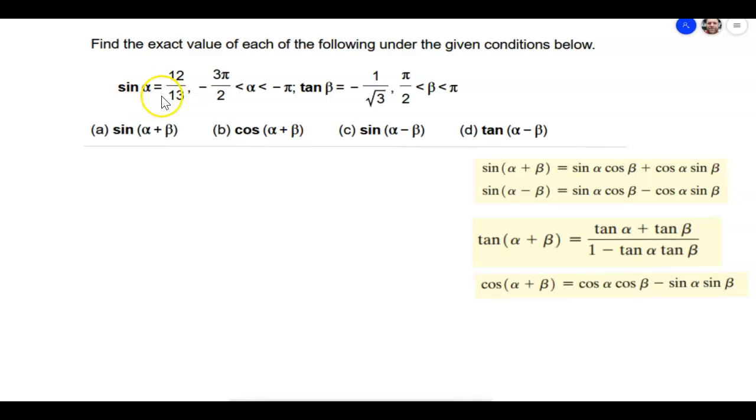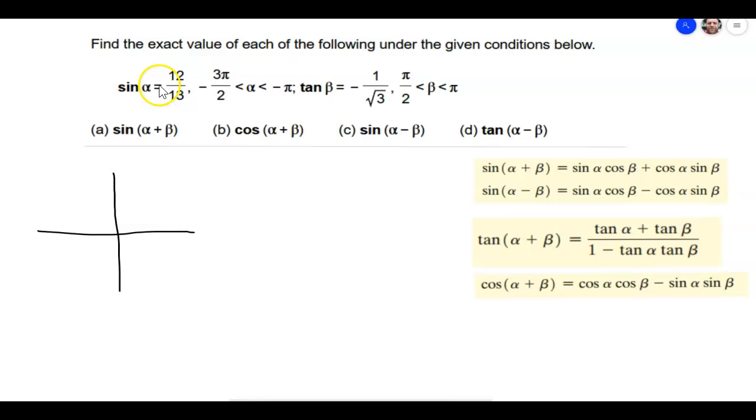It gives us the sine of alpha is 12 over 13, and it says alpha is between negative pi and negative 3 pi over 2. That's kind of a weird way to put it, but that's going to tell us that it's in quadrant 2, and I'm going to show how to figure that out. Then it tells us that the tangent of beta is negative 1 over the square root of 3, and that beta is between pi over 2 and pi, which is also the second quadrant, and that's a little bit easier to tell. So let's first graph what we know.